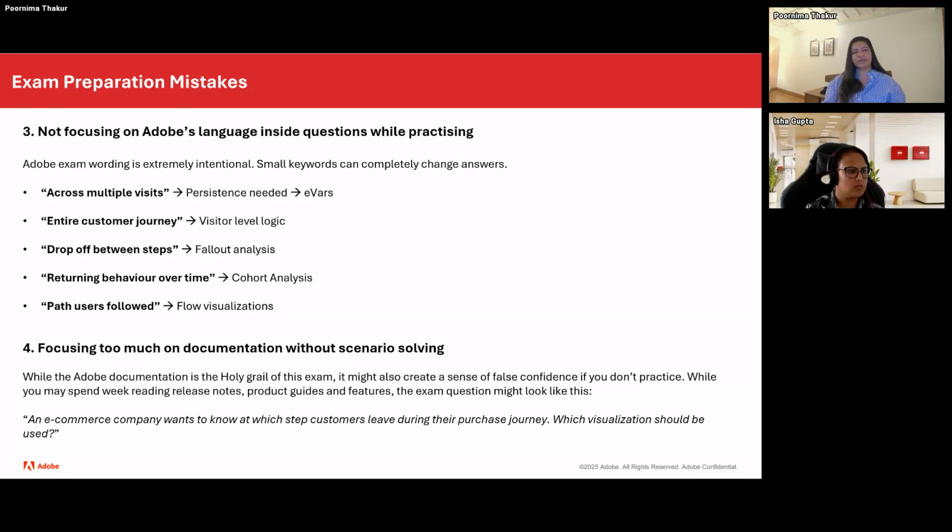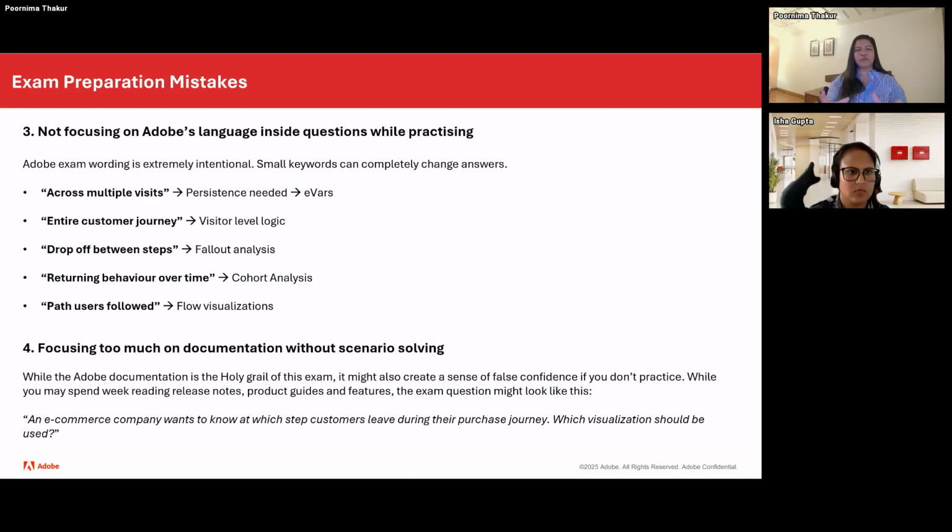Entire customer journey is again visitor level logic. Drop off between steps. Now, which visualization gives me drop offs? Fallout analysis, correct? Returning behavior over time, that's cohort. But again, maybe your question is just using this phrase and not even giving cohort as an example.